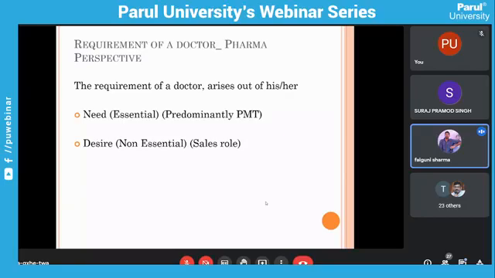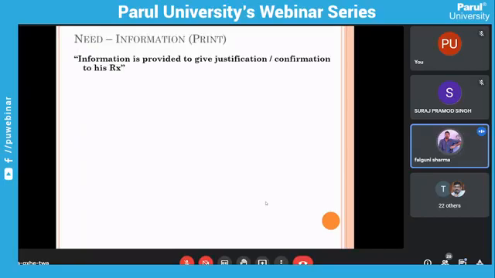Now, what is the need? Basically, information. If you want to connect with your customer, whether the doctor or the patient or anyone, there is a basic line of attachment, that is information, print. In a normal strategy, a basic strategy always involves information in terms of print. Right now, digital media also comes in the market. So information is provided to give justification and confirmation to his prescription, Rx. That is a need of the doctor, basically.